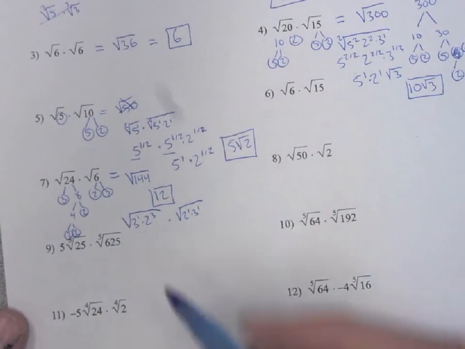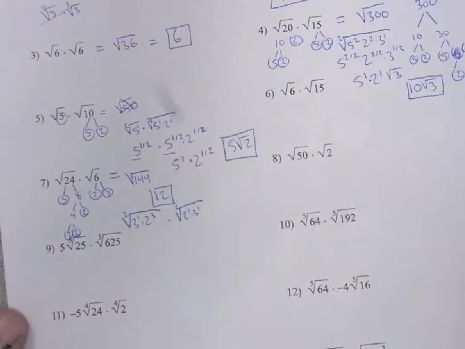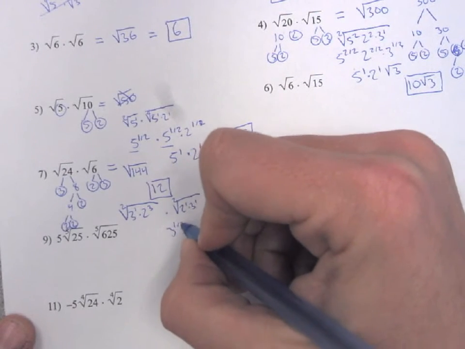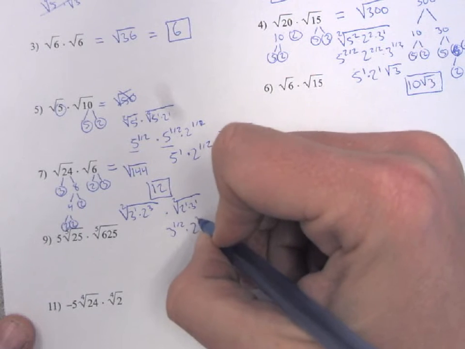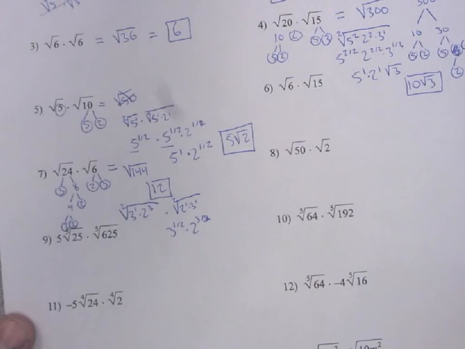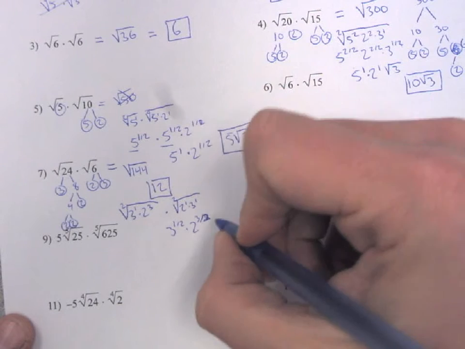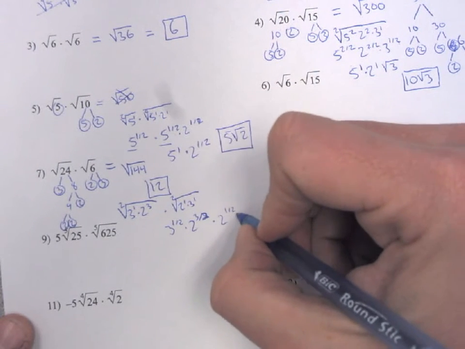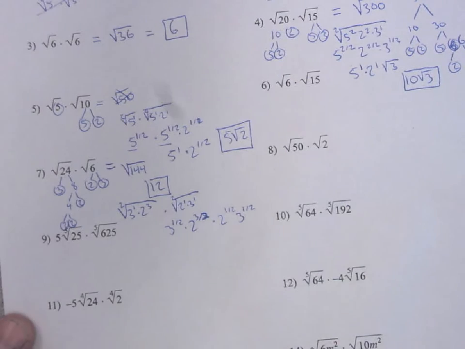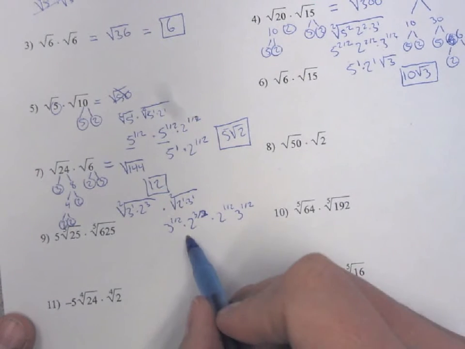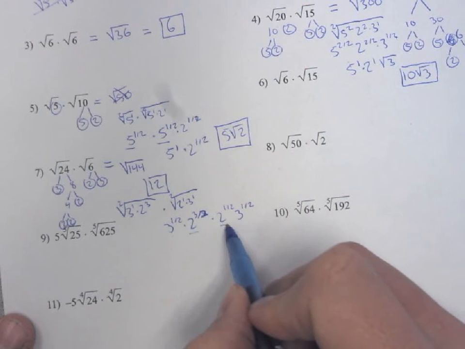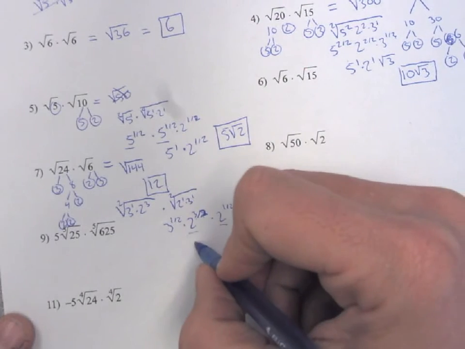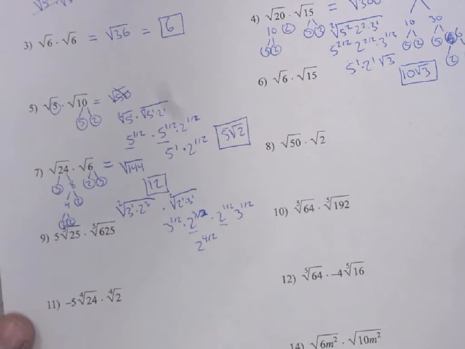Okay, so remember these are square roots. So what I can do is write this as 3 to the 1/2, 2 to the 3/2. Sorry, that's 3/2. And then over here, I have 2 to the 1/2, and then 3 to the 1/2. Now notice that I have similar bases, so I have 2 and 2, right? So I can add the exponents. 3 over 2 plus 1 over 2 is 4 over 2. So I have 2 to the 4 over 2 power.